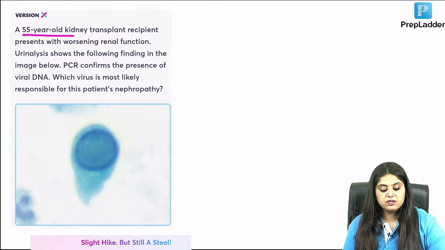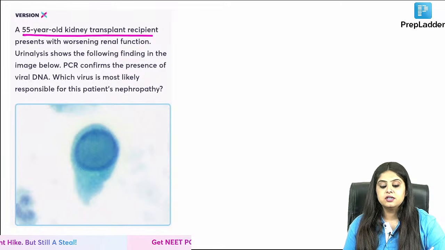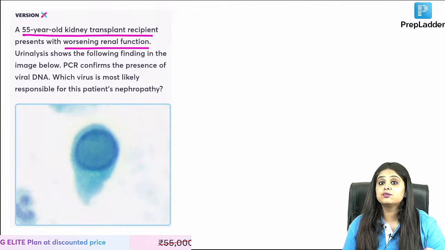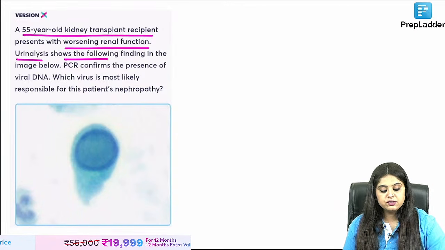There is a 55-year-old kidney transplant recipient with worsening renal function. After transplant, you don't expect the renal function to worsen further. Urine analysis shows a cell over here.